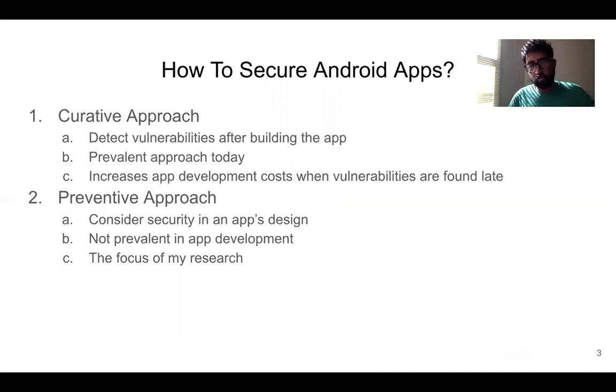So this brings us to the question: how do we secure Android apps? Well, the current prevalent approach is a curative approach, to detect vulnerabilities in an app after the app has been built. Now, the problem with this is that if you discover vulnerabilities after an app has been built, that's going to raise development costs and maintenance costs. So an alternative is to take a more preventive approach and to consider and bake security into the app's design itself. Now, this is not commonly used in app development, which is why this is the focus of my research.